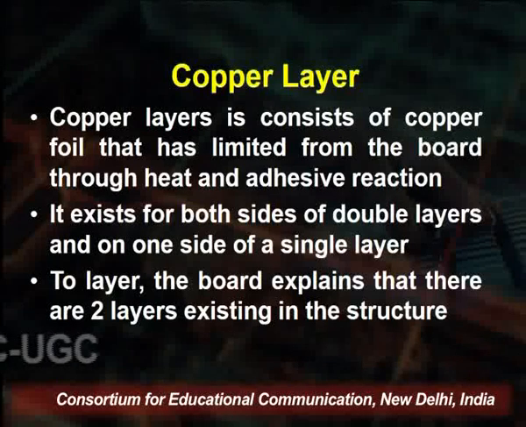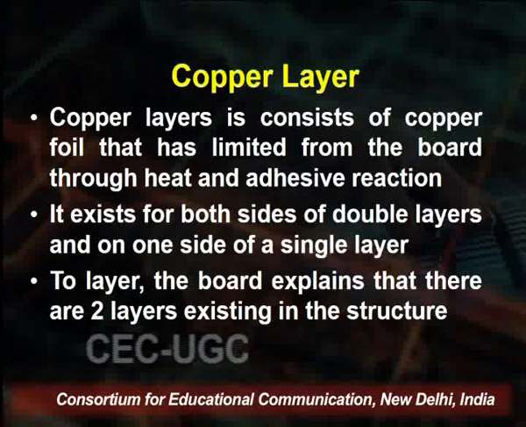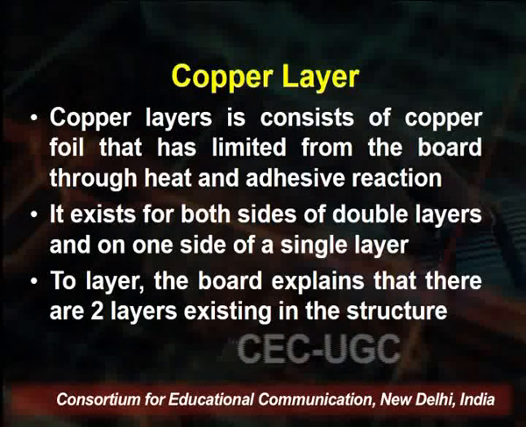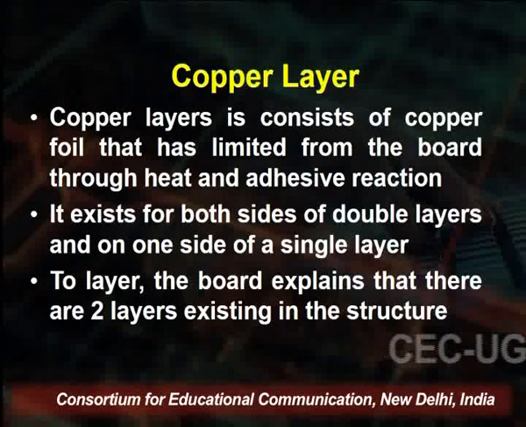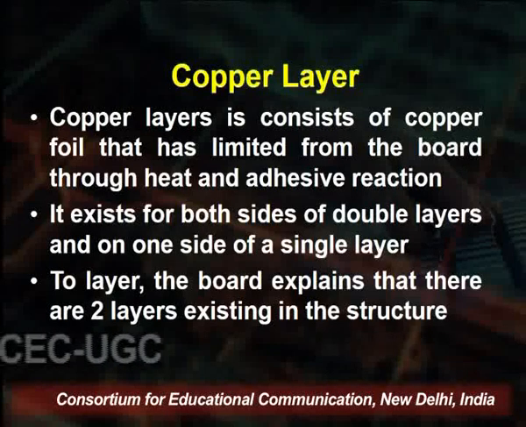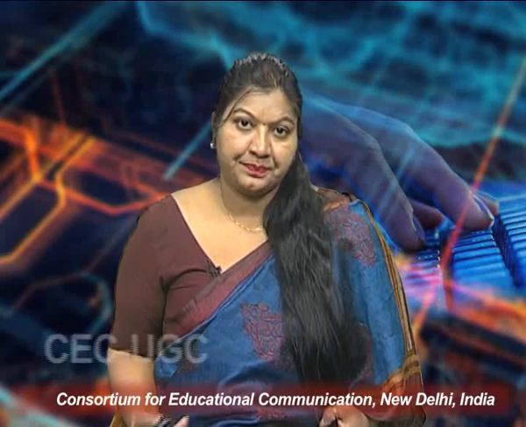So that it exists for both sides of the double layer and on one side of the single layer, so that it can be connected. The other parts of the electronic components can be connected through this copper layer. Two layer board explained: there are two layers in the structure. So on the basis of the type of PCB, the copper layers are connected in the circuit.